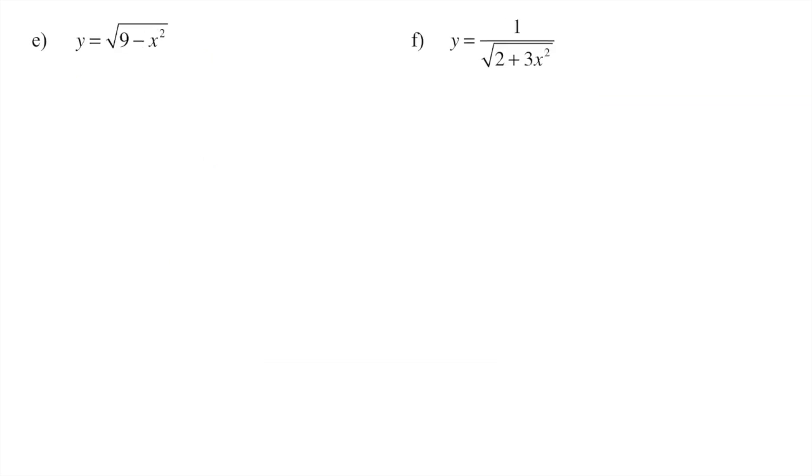Let's go to part E. Again, we've got a square root, so we need to rewrite this question. So that becomes y equals 9 take x squared, all in brackets, to the power of a half, because to the power of a half means square root. But because I've got a bracket with a power, I need to use the chain rule. So the derivative equals, the half multiplies to the number in front of the bracket, which means a half times 1 is a half.